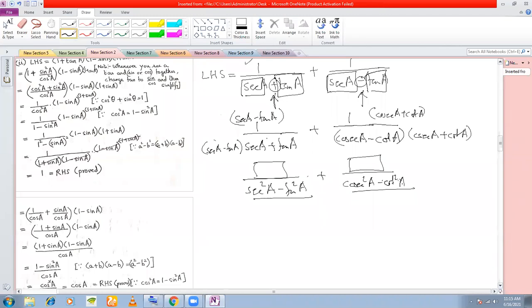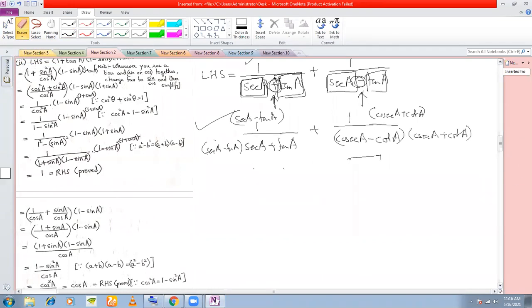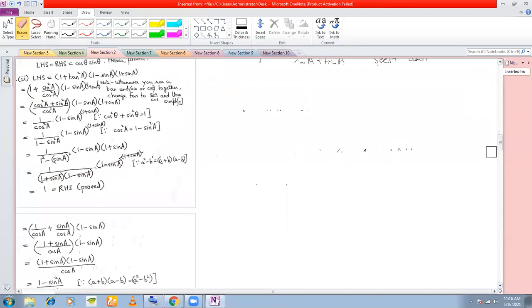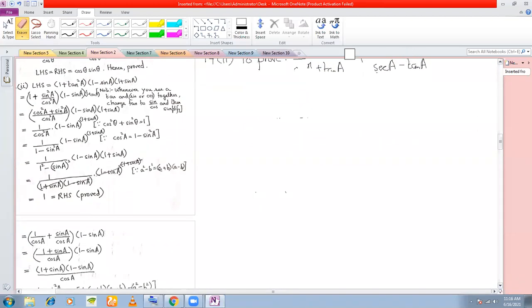So that is why taking the LCM would have worked here, because we had a sec A and a tan A, and they differed only in these two signs. But if I had this kind of a scenario, then you would have taken the fractions separately. So it's always a good habit to simplify the fractions separately. Okay, I'll just do one more sum for today.